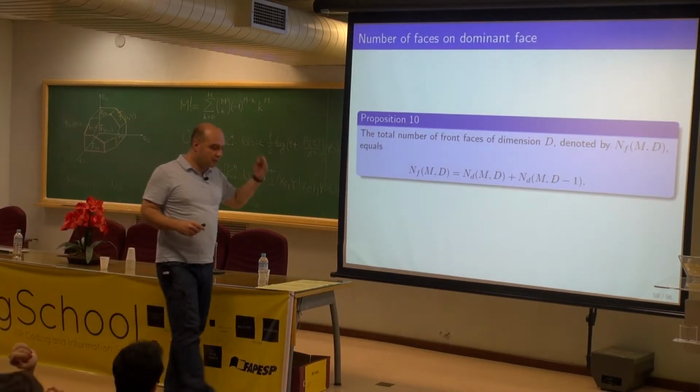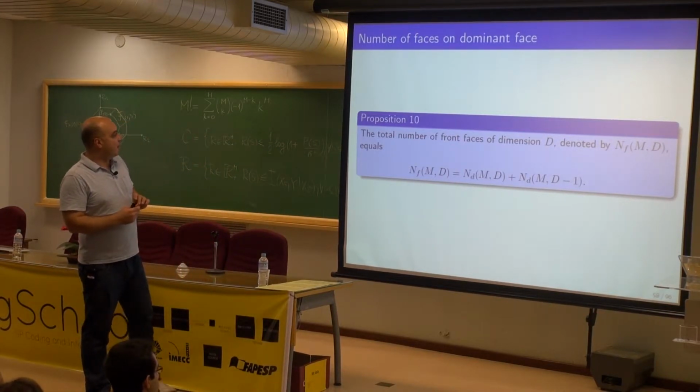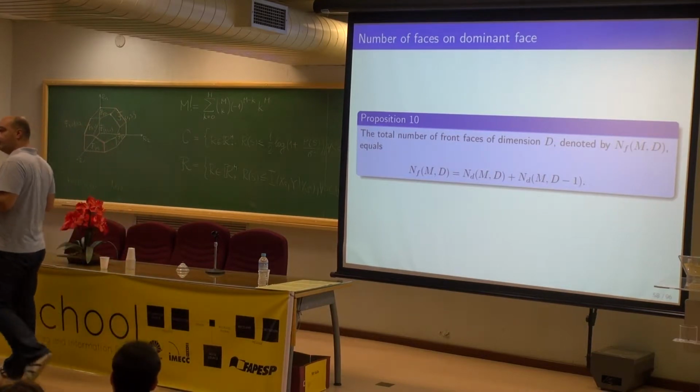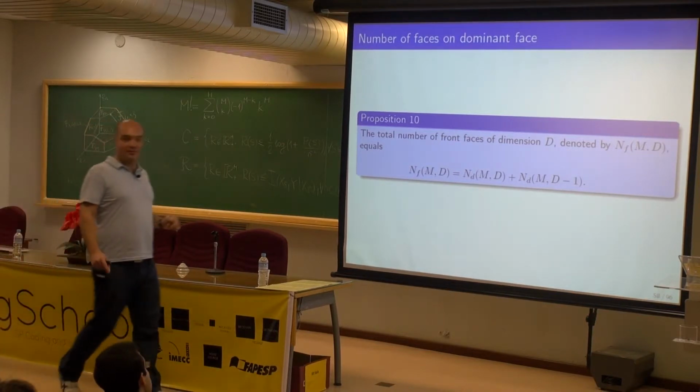And now we continue further. So now we say, okay, we have the number of faces on the dominant face. How can we use it to find the number of front faces, all the front faces? Up to now we were here, finding all the faces here. Now we want to include these chunks here on the front. It's very interesting. It's related to this recursive formula.